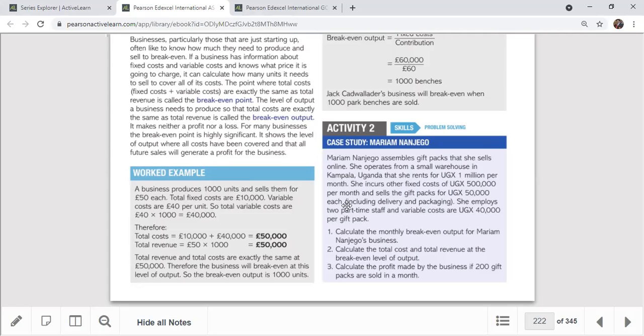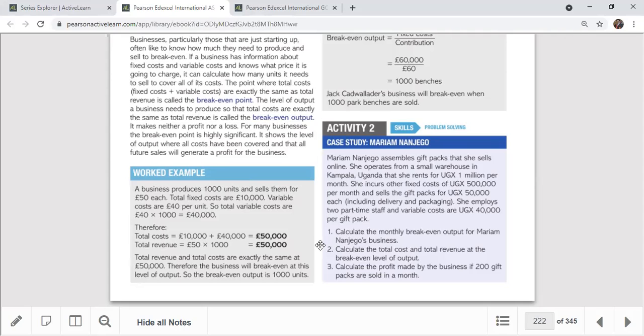1.5 million UGX per month, and she sells a gift pack for 50,000. So the selling price of a gift pack is 50,000 UGX, including delivery and packaging. She employs 2 part-time staff and variable costs are UGX 40,000 per gift pack, right? Variable cost 40,000 per gift pack. So question number 1 asks: calculate the monthly break-even output for Mariam Nanjengo's business.